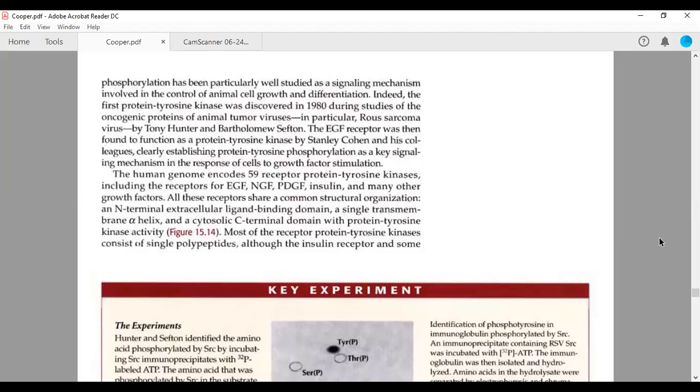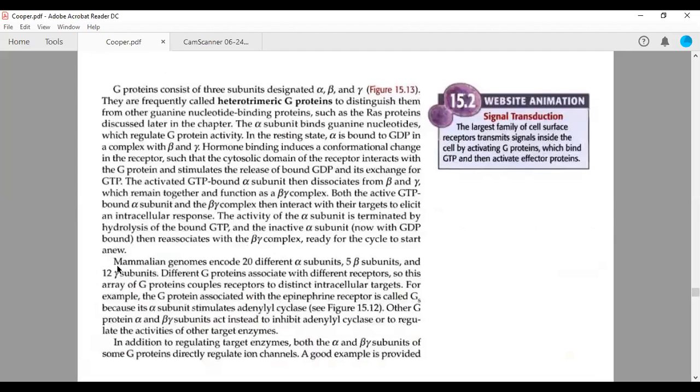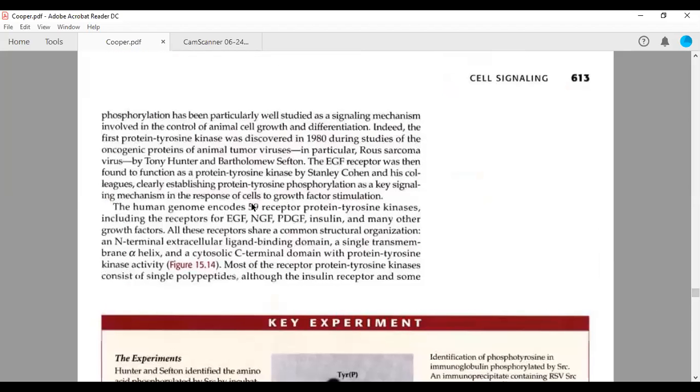So as I told you when we were studying the GPCRs, the mammalian genome encodes about 20 different alpha subunits, 5 beta subunits, and 12 gamma subunits of G proteins. Similarly, the human genome encodes about 59 receptor protein tyrosine kinases, including the epidermal growth factor, nerve growth factor, platelet-derived growth factor, insulin growth factor receptor, and many other growth factors actually. So most of the protein or peptide growth factors or hormones act through these protein tyrosine kinases.